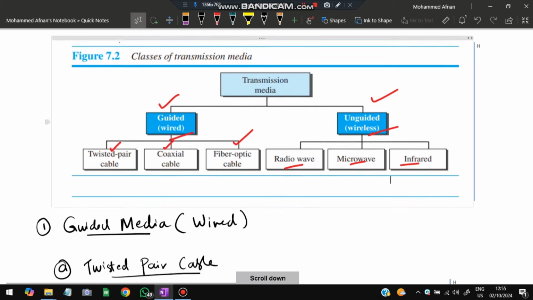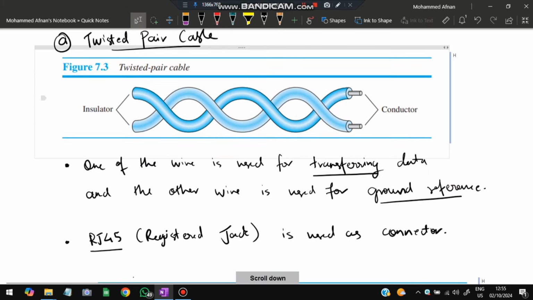First one is the twisted pair cable. In guided media, we have the first one, twisted pair cable. It is the first cable made for transferring data via wire. As you can see, there are two wires interconnected with each other by twisting, and this is the copper wire, and this is the rubber or plastic one. This is the insulator. Inside this there are conductors. Now you may ask me why there are two wires.